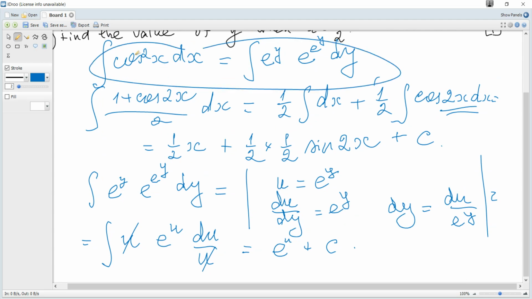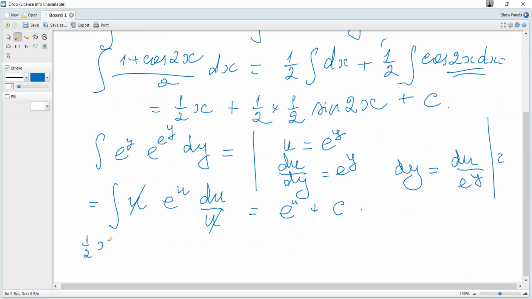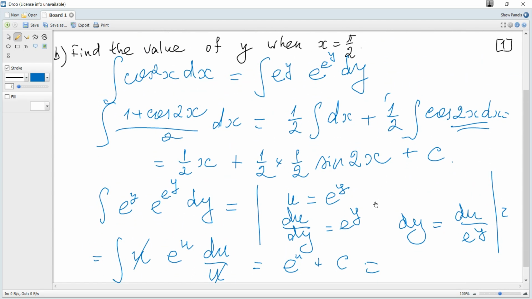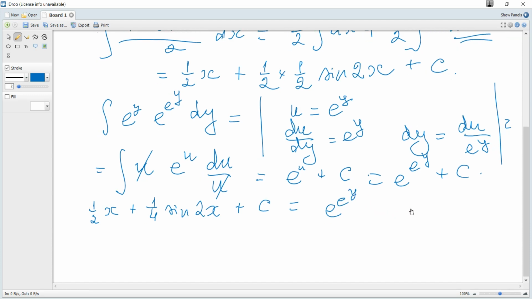And then our equation becomes, the left hand side, it's a half x plus 1 over 4 sine of 2x. We can write the constant on the left hand side or on the right hand side, it doesn't matter, and it's enough to have only one constant. And let the constant be here, equal to e to the power of u, it's e to the power of y. So it's e to the power of y.